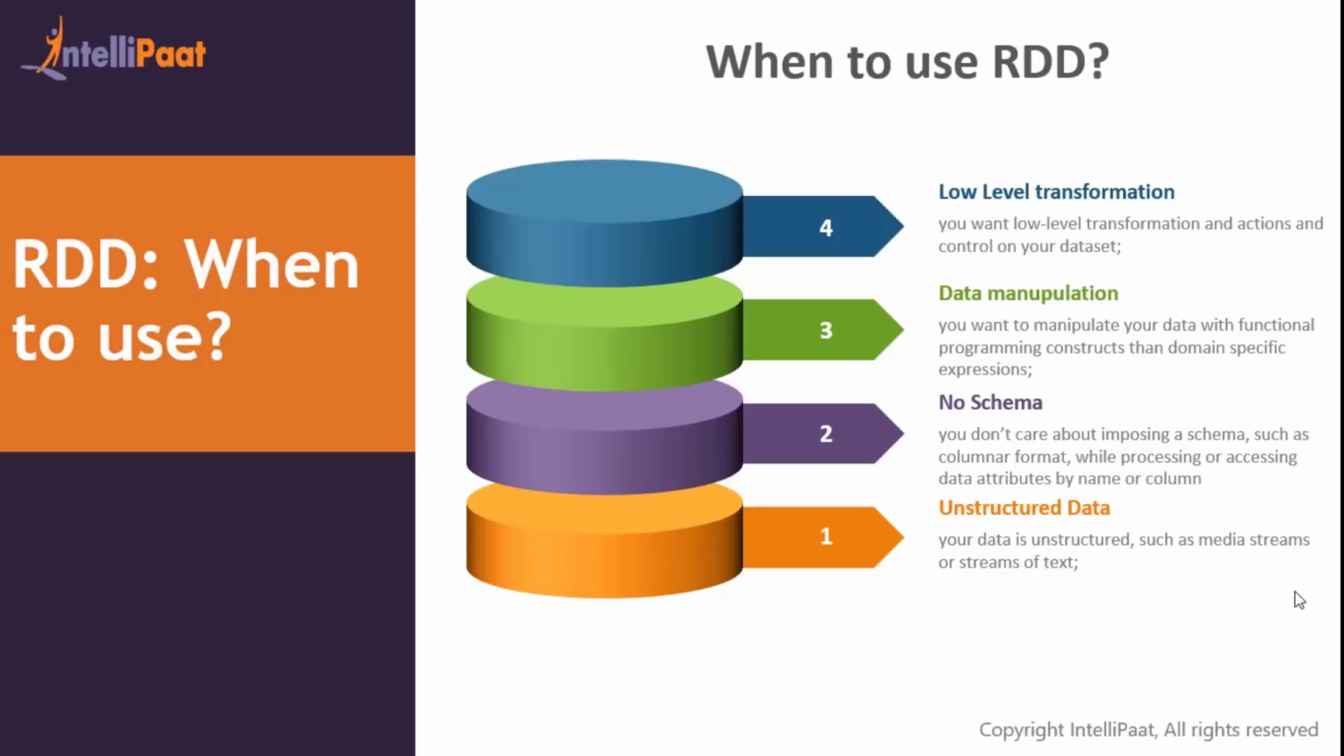Second is no schema. This is the case where you don't care about imposing a schema, such as a columnar format, while processing or accessing data attributes by name or column. Fine. Next is data manipulation. That is, you want to manipulate your data with functional programming constructs rather than domain specific expressions. And finally, we have low level transformation. That is, you want low level transformations and actions and control over your dataset. Alright, so these are the scenarios in which you can use RDDs.